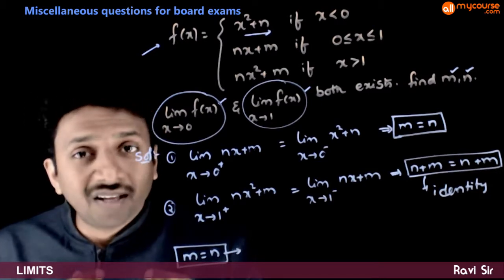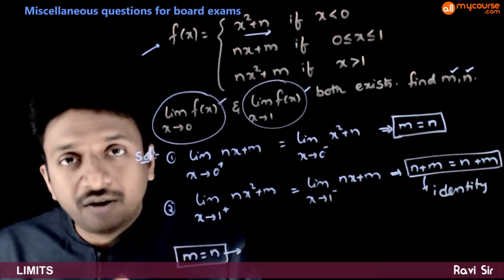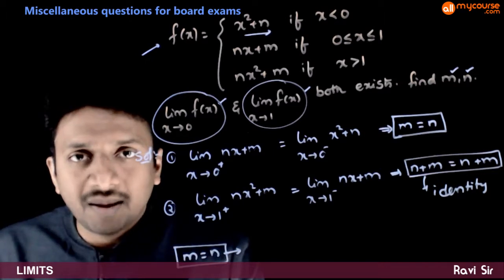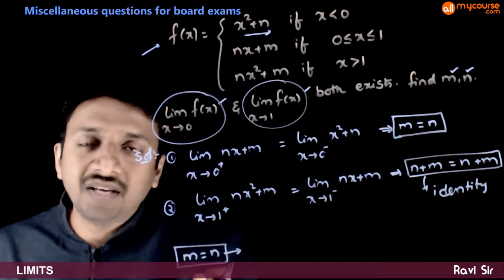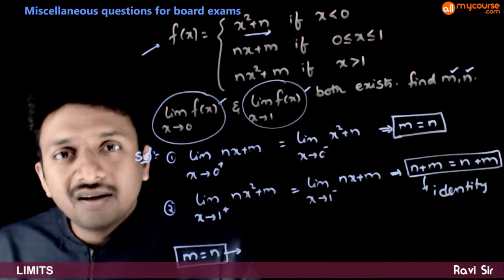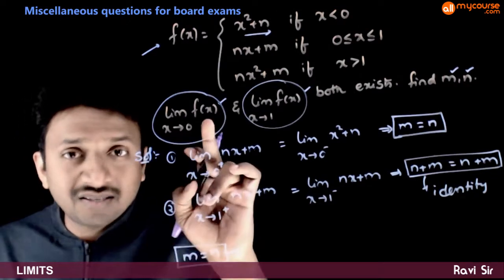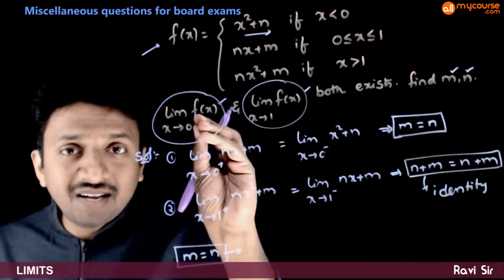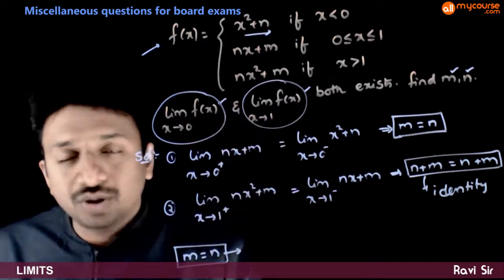That means you don't need to have specific values for m and n. As long as m is equal to n, this function is such that the limit x tends to 0 and x tends to 1 exists.